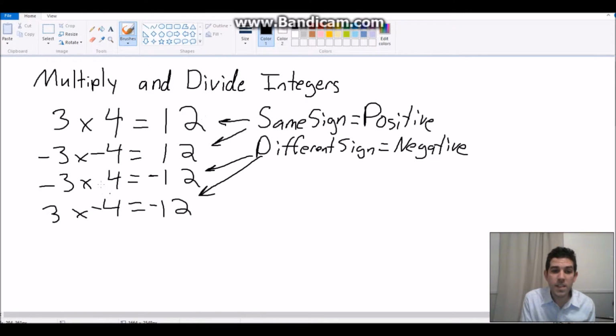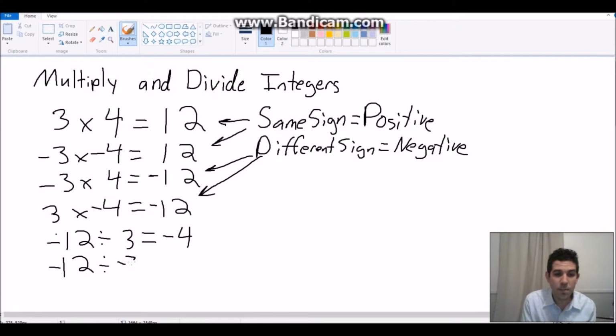This works for division as well. If I have negative 12 divided by 3, well, let's look. Those are different signs, so my answer will be negative 4. If I have negative 12 divided by negative 3, those are same signs, so the answer will be positive 4. Same signs positive, different signs negative.